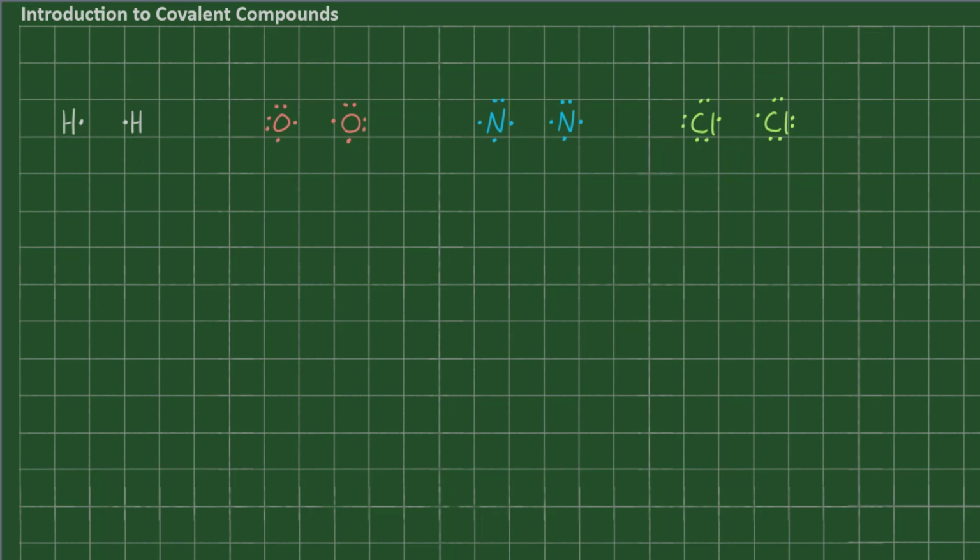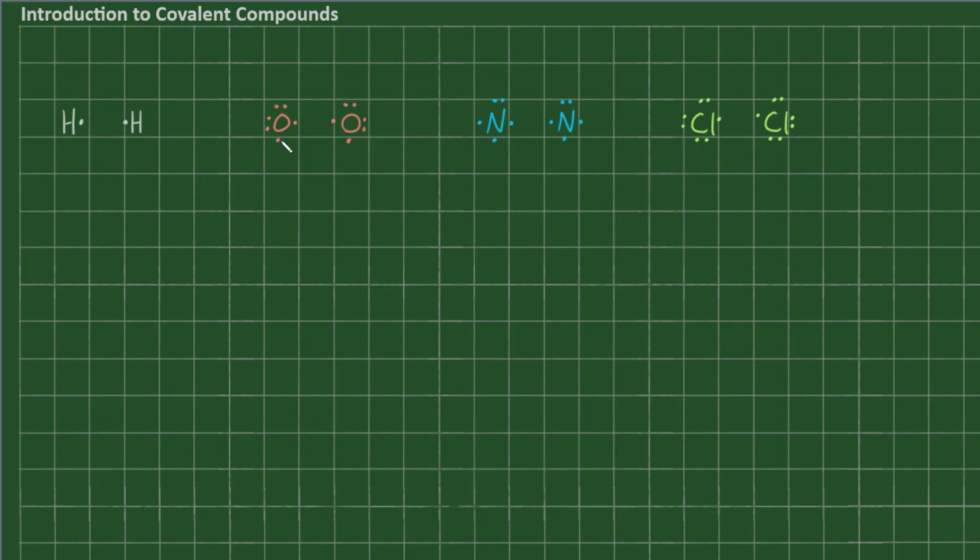Not only are they great to tell me how many valence electrons there are, but I can also use them to determine how many bonds a particular atom wants to form. The key is in the unpaired valence electrons, or the single valence electrons. So hydrogen here on the left has 1 unpaired electron. This means it wants to form 1 covalent bond.